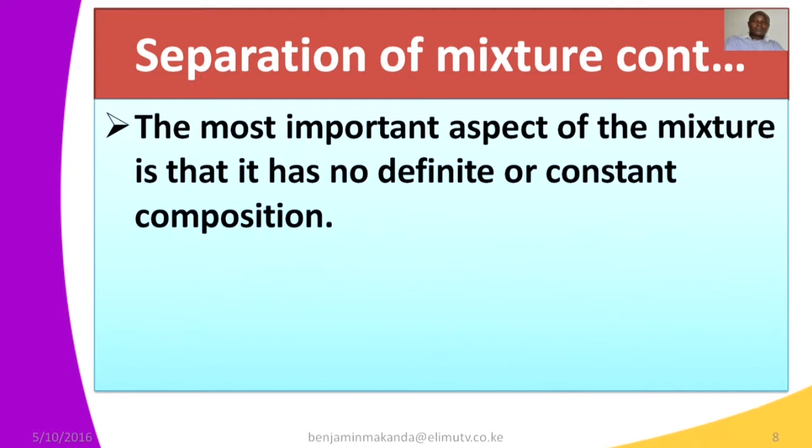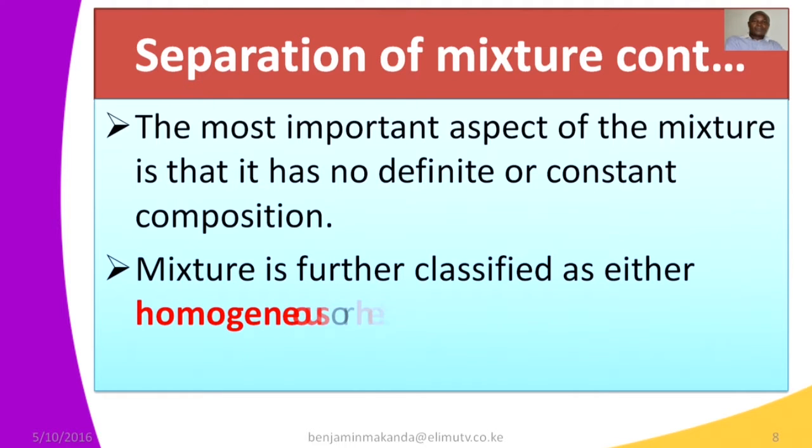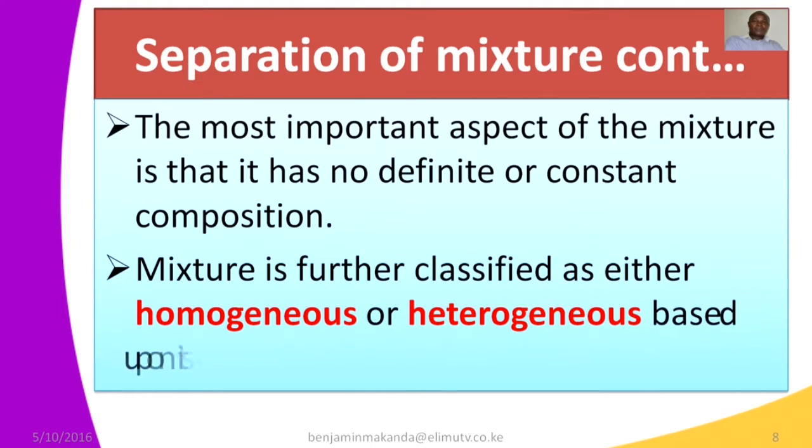A mixture will not have a definite or constant composition because it is made up of various components, and these components retain their individual identity. That is why mixtures cannot have a definite or constant composition: the individual components within a mixture retain their individual properties. Another thing we have to talk about is that a mixture is further classified as either homogeneous or heterogeneous based upon its uniformity. So if you have a mixture, you can classify it as homogeneous or heterogeneous based upon its uniformity.